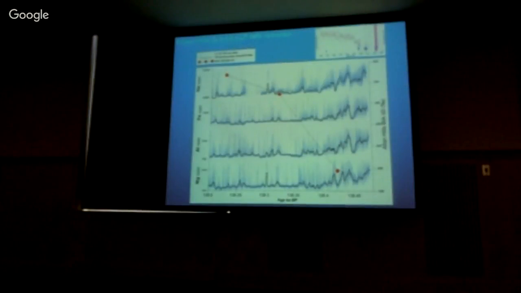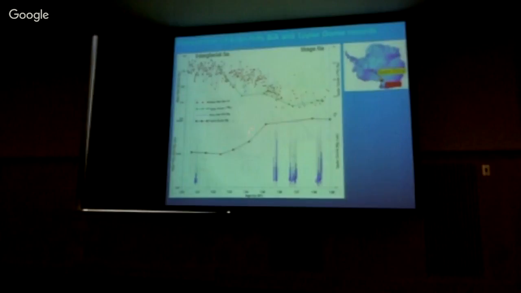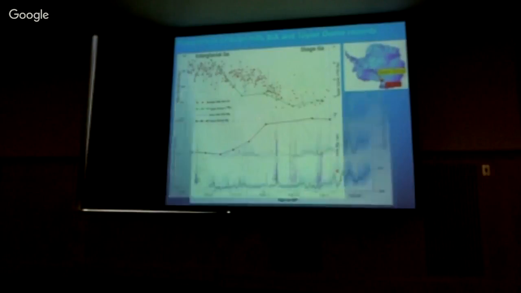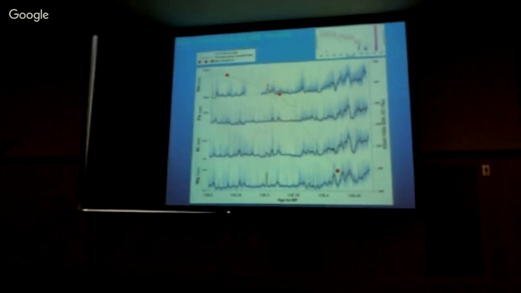The most interesting feature on this record is this huge decrease around 138.5 thousand years ago. If I zoom in, we can see a lot of variability in the signal. Again, I plot the isotope records. So you see when it's cold, we have more dust and more marine aerosols. It starts warming up, and we see a decrease in dust and marine aerosols.